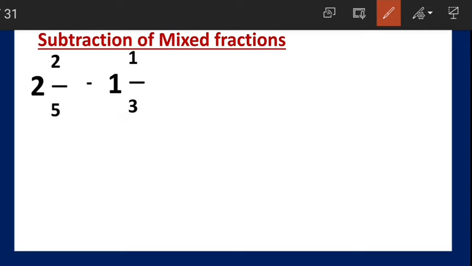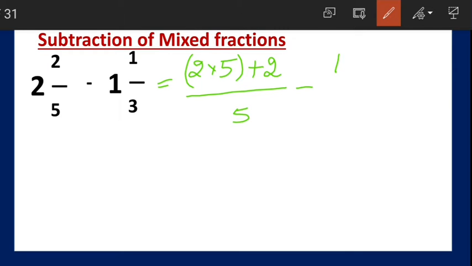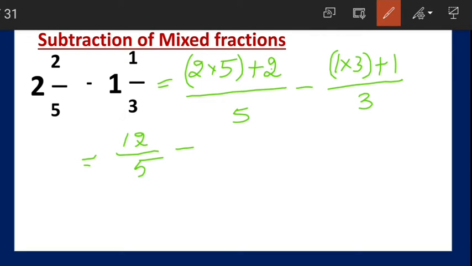Just I am following the improper method. That means convert the given mixed fraction into an improper fraction. So observe that this can be written as 2 into 5 plus 2 by 5 minus 1 1 by 3, that means 1 into 3 plus 1 by 3. 2 5s are 10, 10 plus 2, 12 by 5 minus 1 3s are 3, 3 plus 1, 4 by 3. Now these two are improper, these two are unlike fractions.